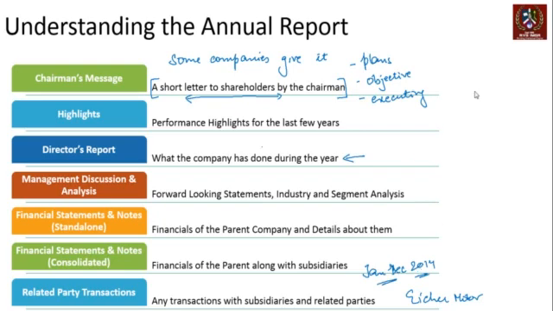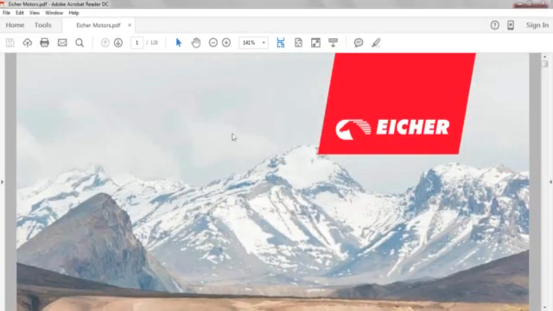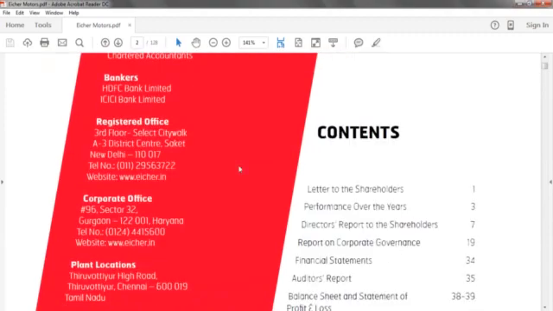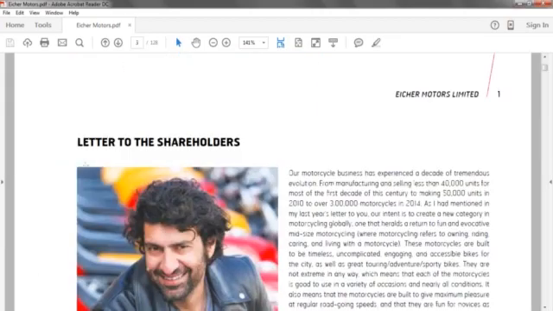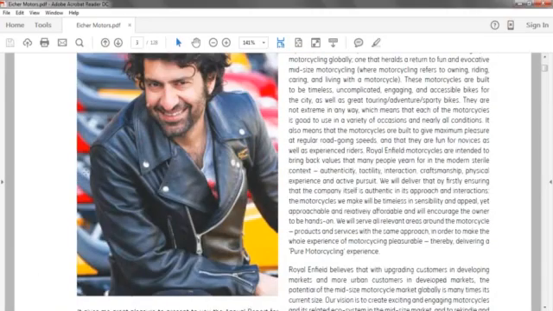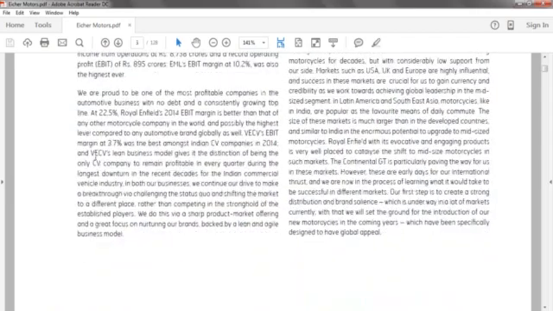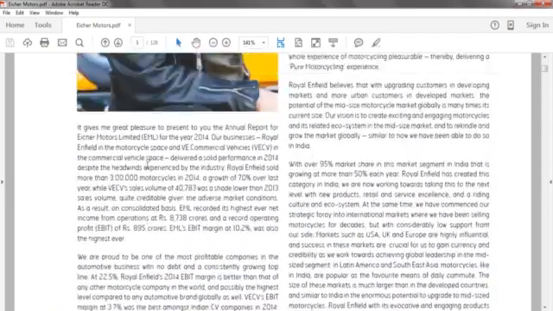Where do we find this? If you look at the annual report, right at the first part is this letter to shareholders. The first page of the annual report is the letter to the shareholders. It's the managing director or CEO of the company who has written this letter, and we will take out parts of this letter and derive information which might be relevant.